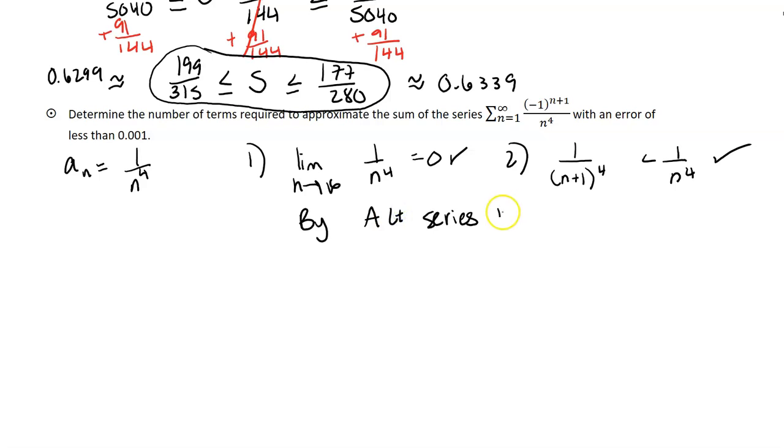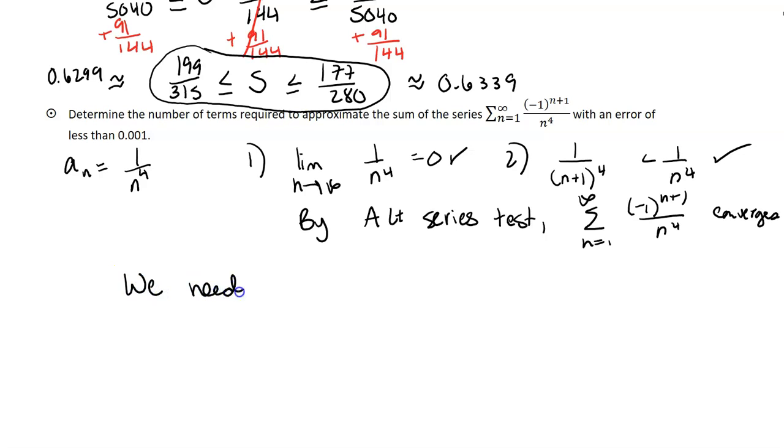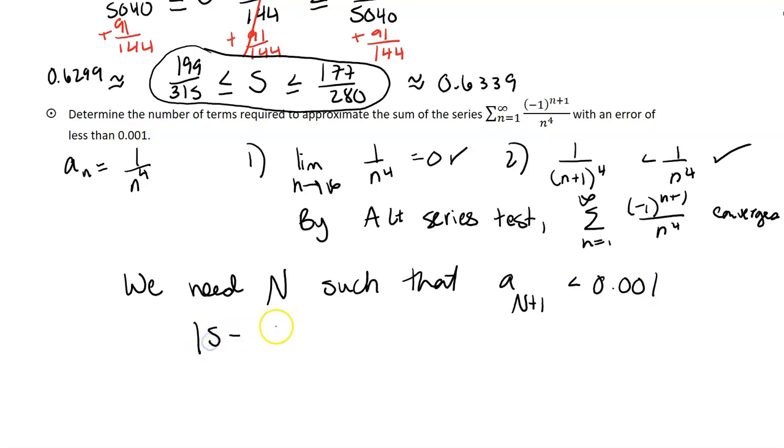we can say that the sum from 1 to infinity of (-1) to the n plus 1 over n to the fourth converges. So we do know that it converges to a number. That's good. What we need is an n such that a sub n plus 1 is less than 0.001. Because what we want is that S minus S sub n to be less than or equal to a sub n plus 1, which we want to be less than 0.001.